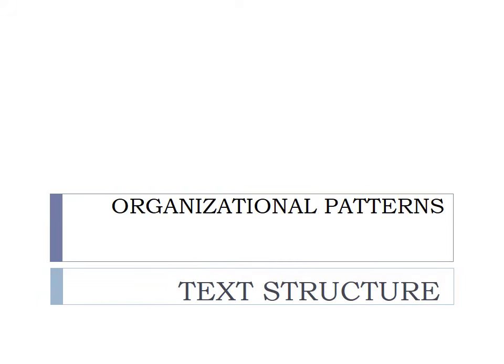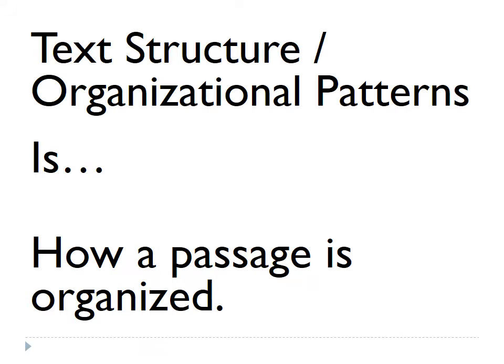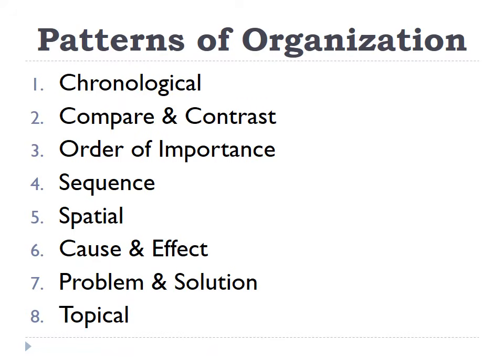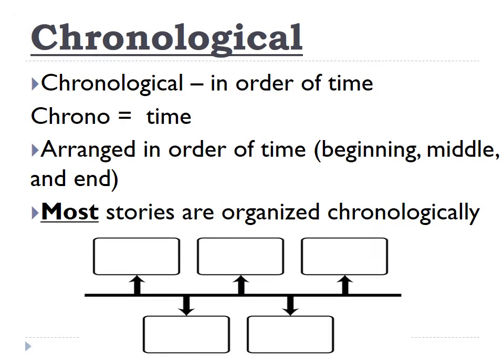For today's notes, you're going to learn about organizational patterns, also known as text structure. Text structure or organizational patterns is how a passage is organized. All texts are organized in one of the following 8 patterns of organization: chronological, compare and contrast, order of importance, sequence, spatial, cause and effect, problem and solution, and topical.